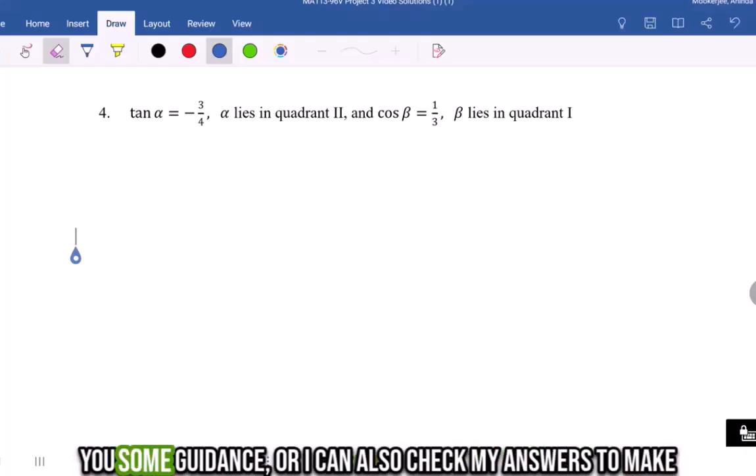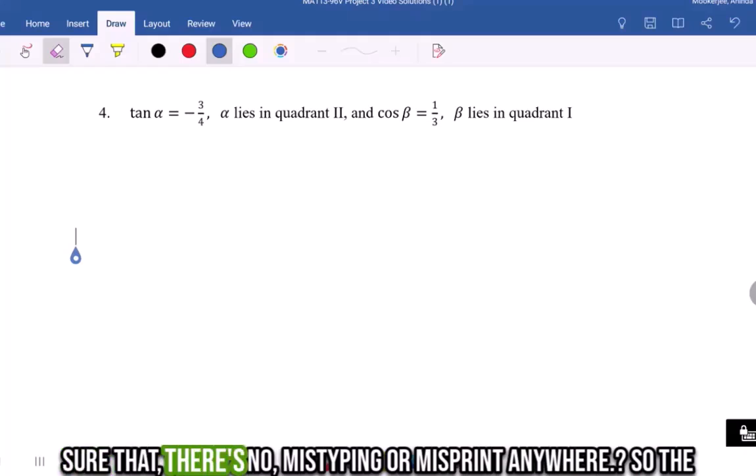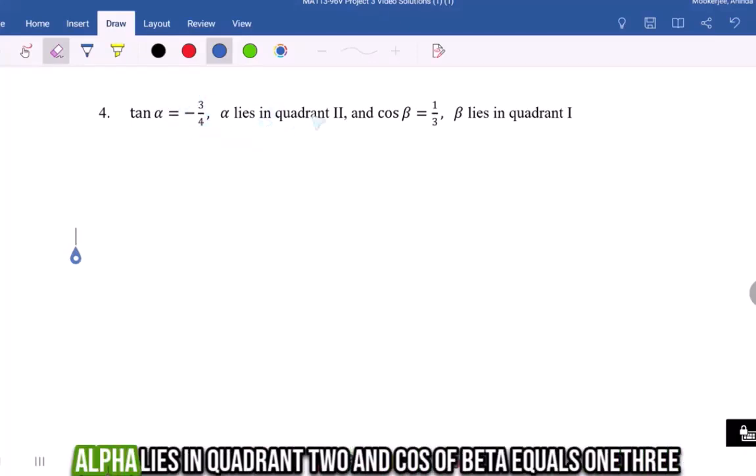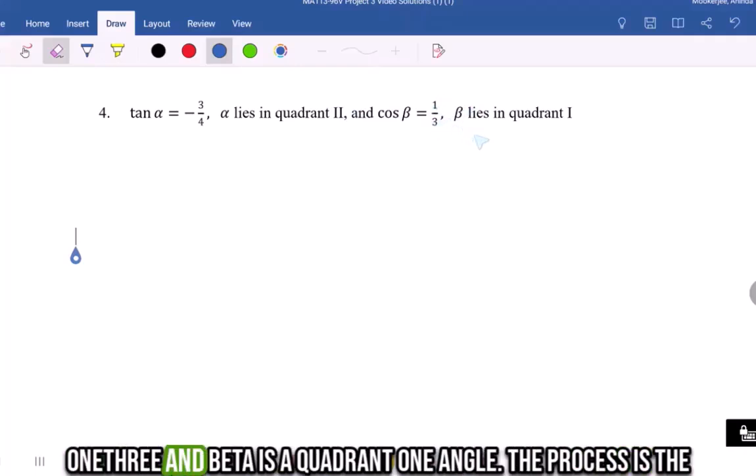I will give you some guidance, or I can also check my answers to make sure that there's no mistyping or misprint anywhere. So the question says tan of alpha equals negative 3 over 4. Alpha lies in quadrant 2, and cos of beta equals 1 over 3, and beta is a quadrant 1 angle. The process is the same.